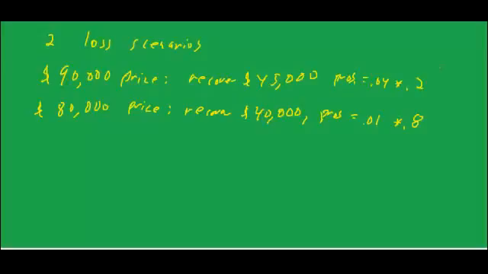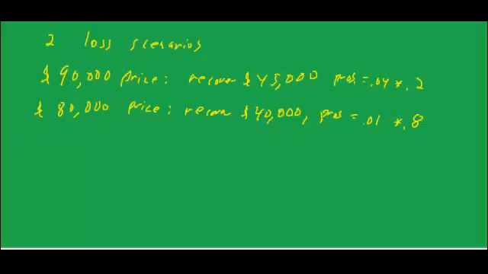So now we have two loss scenarios. If the price goes down to $90,000, then we'll recover $45,000. We said the probability of getting to that price is 4%, and the probability of default is 0.2%. Then there's if the price goes to $80,000, we'll recover half of that, or $40,000. We said the probability is 0.01 of that happening, and then if it happens, there's an 80% chance of default.